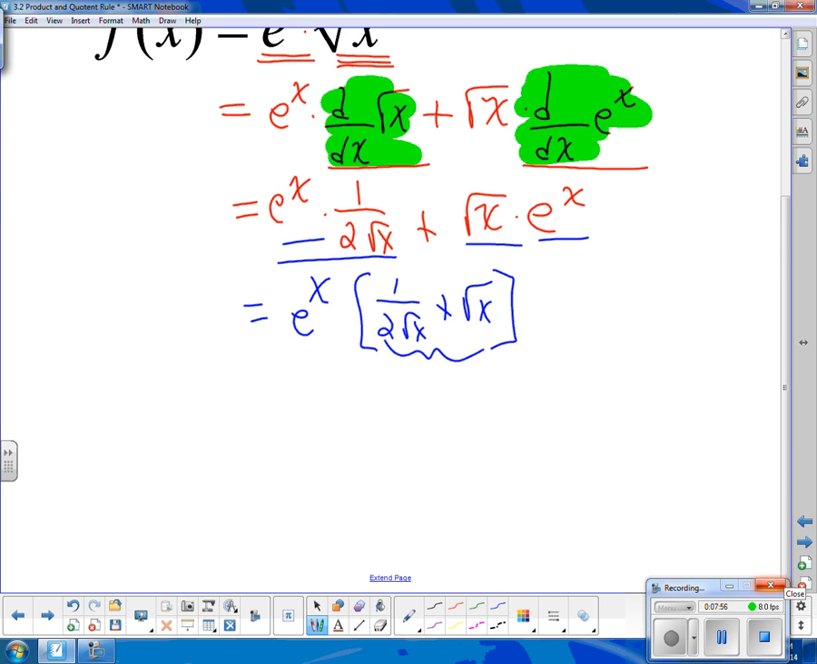Inside the parentheses it's common practice to want those to be just one fraction instead of a fraction plus another function. So I'm going to leave the e to the x alone. On the inside, we are going to have a common denominator, which is 2 root x. The fraction part, the 1 over 2 root x, has the common denominator.